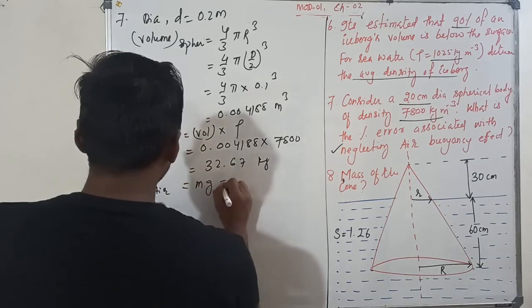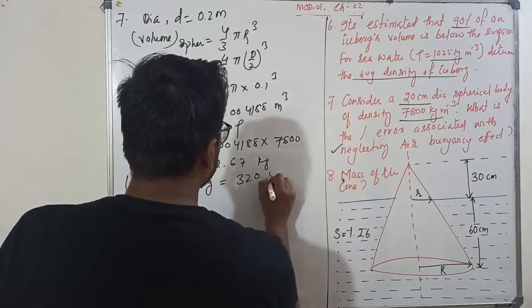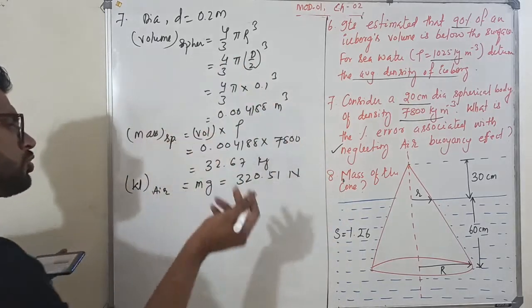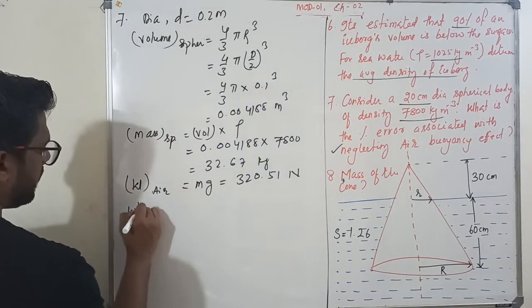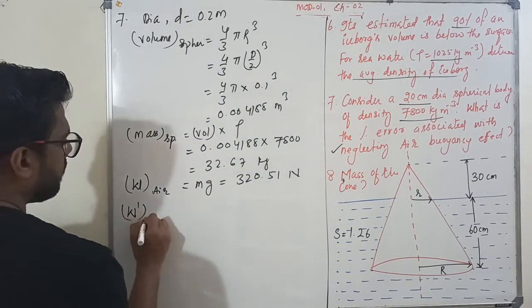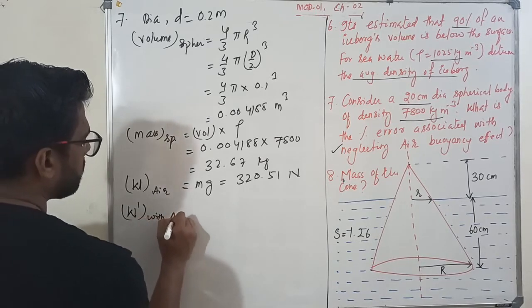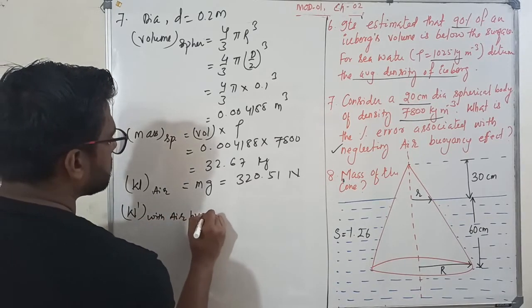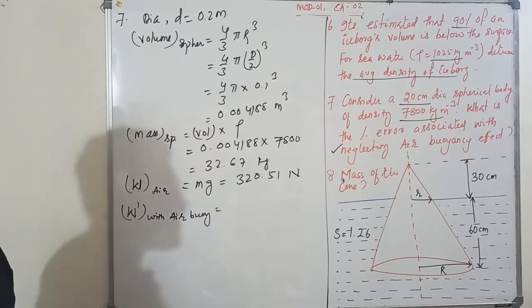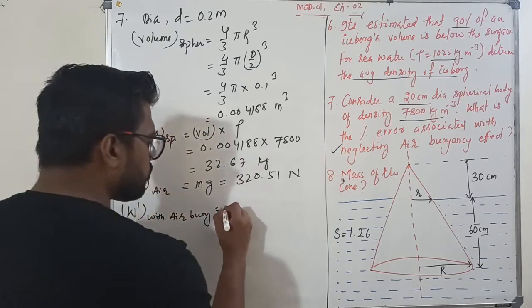M into G, that is 320.51 Newton. Superb. But we are neglecting the buoyancy effect of air. Now let us take the buoyancy effect of air. So what is the force of buoyancy of air?